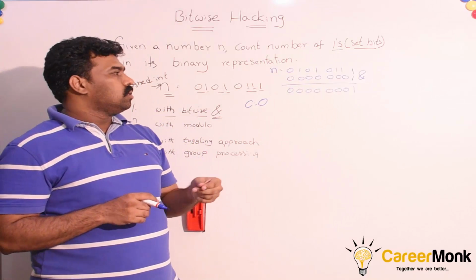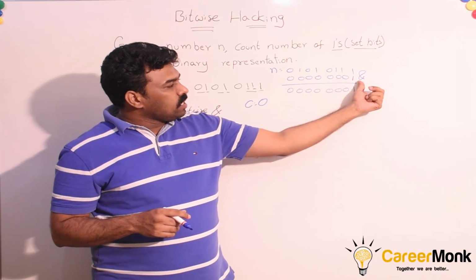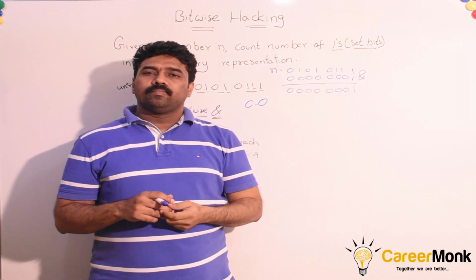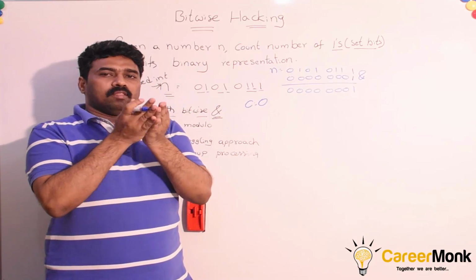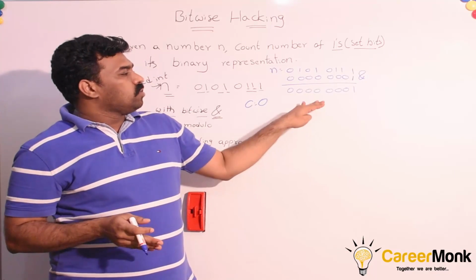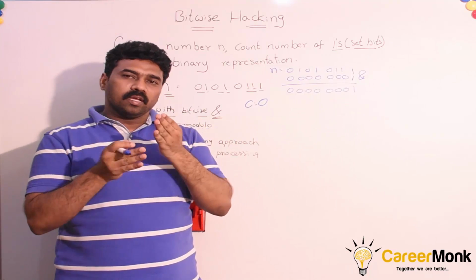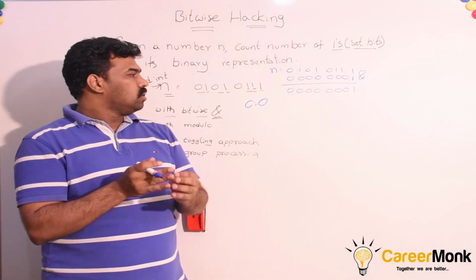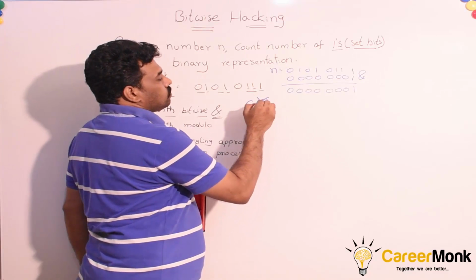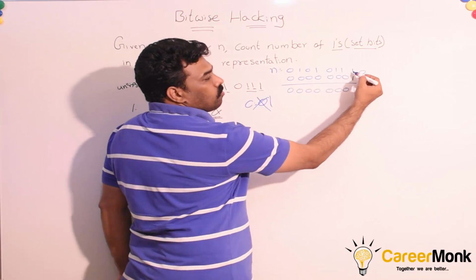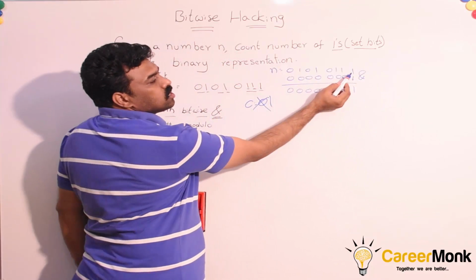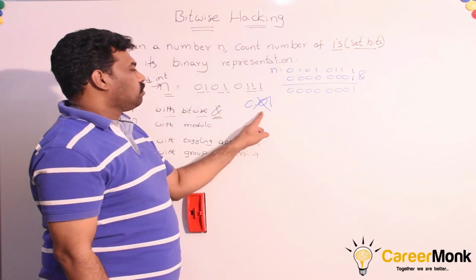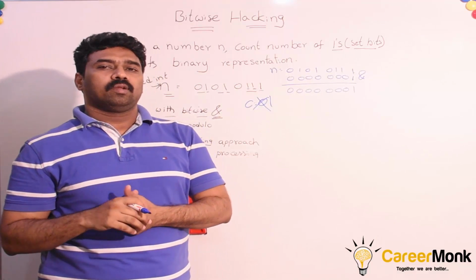Since you are performing the bitwise AND between the given number and 1, that indicates whether the least significant bit is 0 or 1, whether it is a set bit or not. If you get the output as 1, it means the least significant bit of the given number is 1, so we can increment the counter. We have seen one set bit so far.